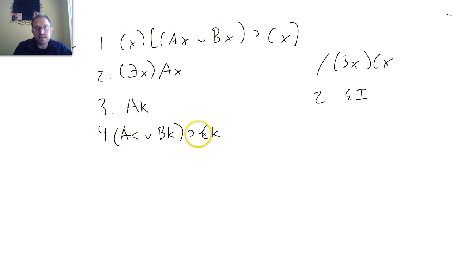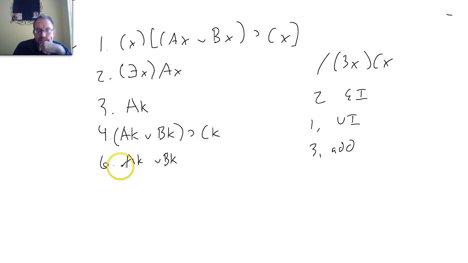So then I get these Ks, right? And that's going to be line 1, universal instantiation. Now that I've done that, I can obviously just add BK to line 3, AK or BK. That's line 3, addition. Now that I have this, I can do a modus ponens to CK. Right, because notice these two things are identical. So I can use the modus ponens to unlock this, CK. So that's 4 and 6, modus ponens.